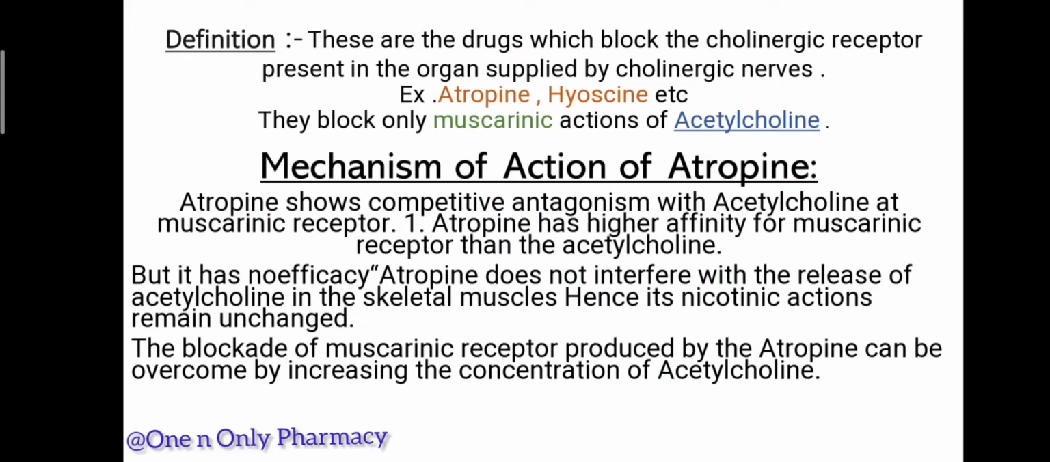These are the drugs which block the cholinergic receptor present in the organ supplied by cholinergic nerves. Anti means block, and cholinergic means cholinergic receptor. Examples of anticholinergics: atropine, hyoscine, etc. They block only the muscarinic actions of acetylcholine, so they are also called anti-muscarinic agents.